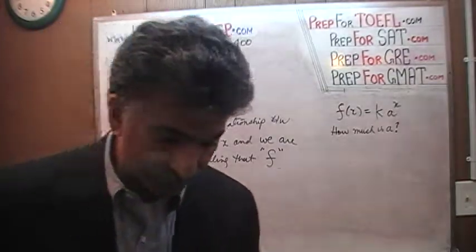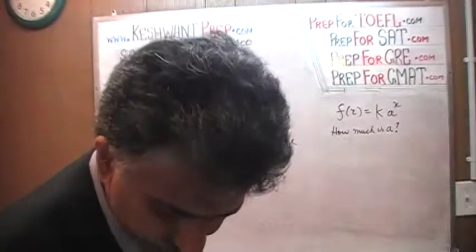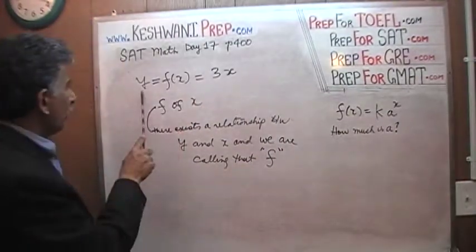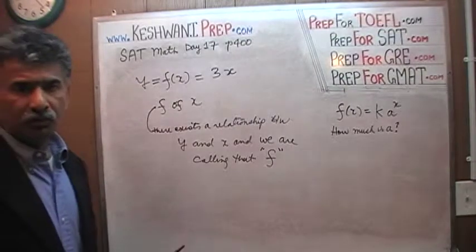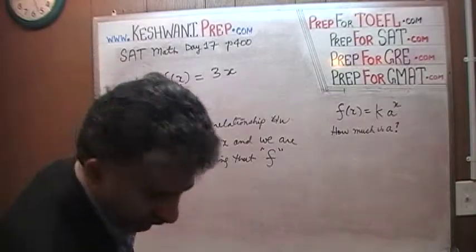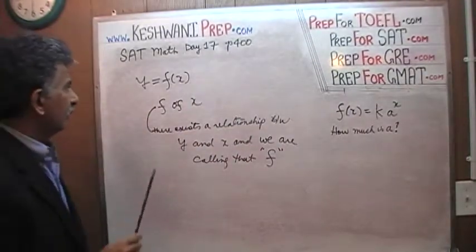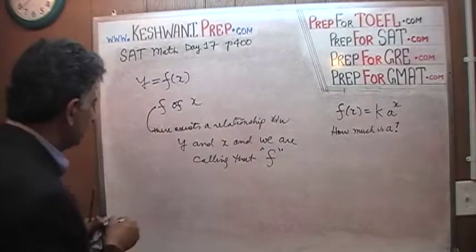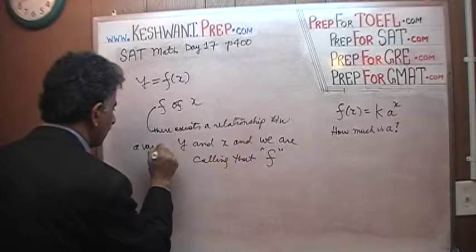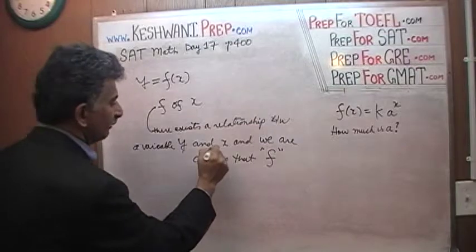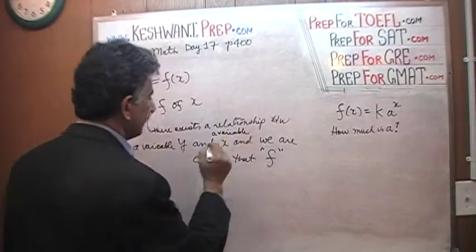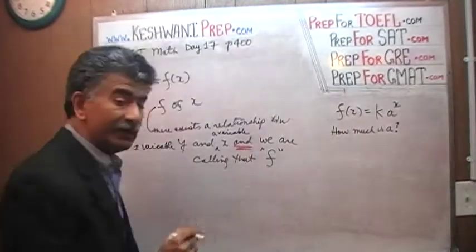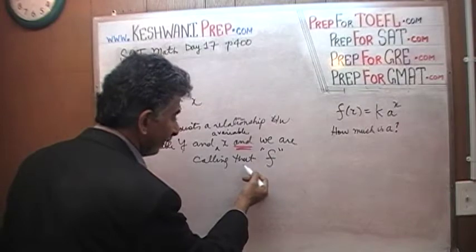F of x simply means, when you tell somebody y equals f of x, what did you just tell them? Forget about this part right now for the time being. If you tell me that y equals f of x, what you just told me is that there exists a relationship between a variable y and a variable x, and we are calling that relationship f.